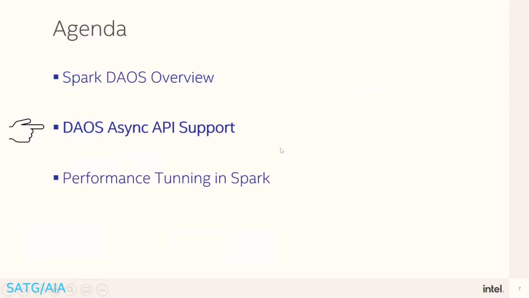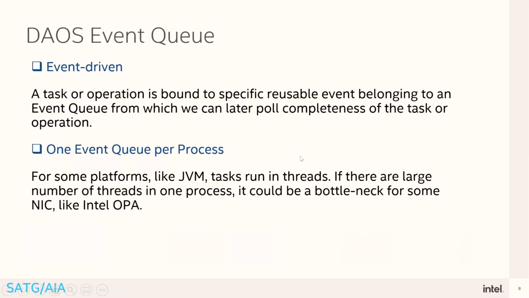Let's go through some work in the DAOS asynchronous API support. The DAOS asynchronous API is event-driven, and each task or operation is bound to an event, which belongs to an event queue, from which we can poll the completed list of tasks later. That's one of its characteristics. And another one is that there's only one default event queue per process.